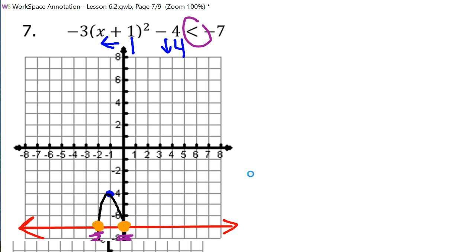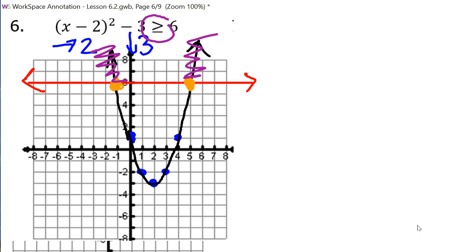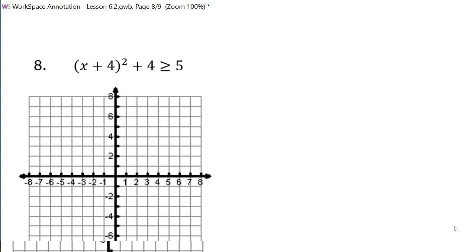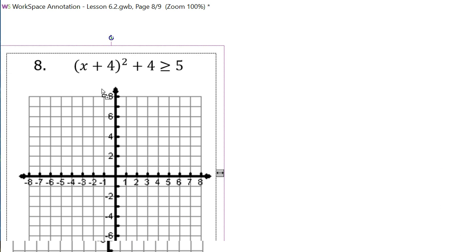One thing I do want to point out to you, this is the only way I can remember it. Arm, or, they both have the letter R. That's how I remember it. So if the arms is the or, vertex would be and. Okay, on question number 8, I want you to graph it and solve it.